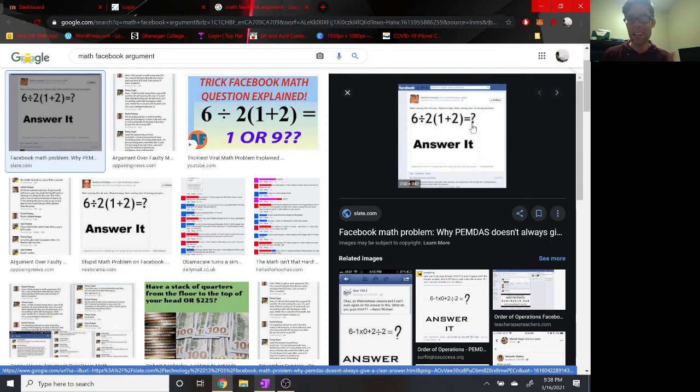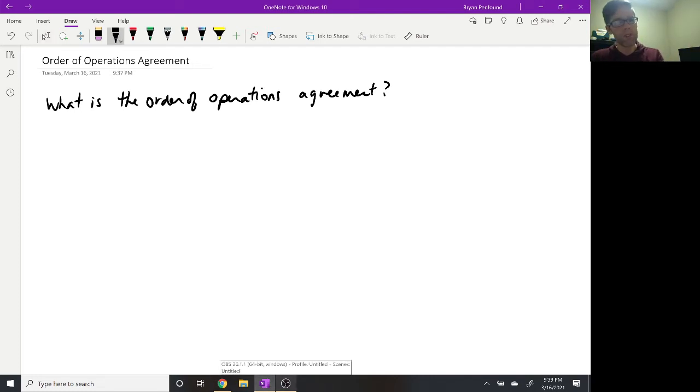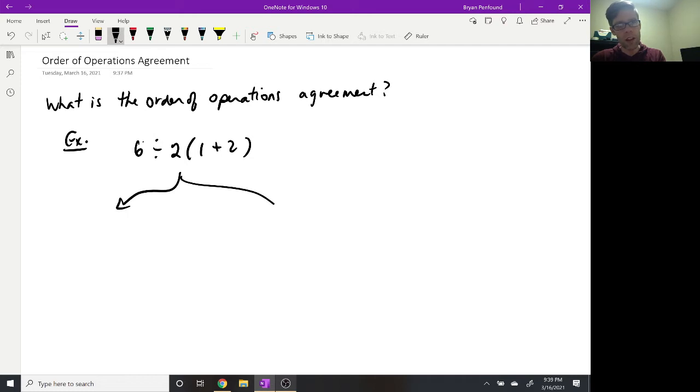essentially tells us that thinking about order of operations is fundamentally important with regards to our major operations. So, example: 6 divided by 2 bracket 1 plus 2. What is this equal to? There's 2 kind of trains of thought.